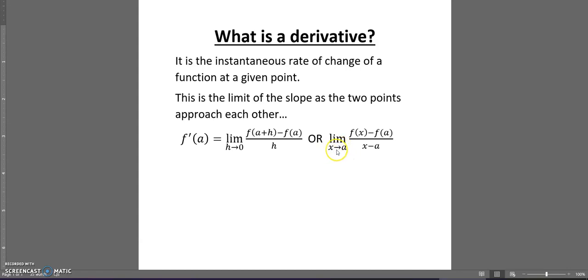Now, if x was to equal a, our denominator would be 0, and this would not exist because we'd be dividing by 0, and that would be bad. And we have various ways of dealing with that in a function. So let's take a look at an animation that I made to show you what is really going on here.